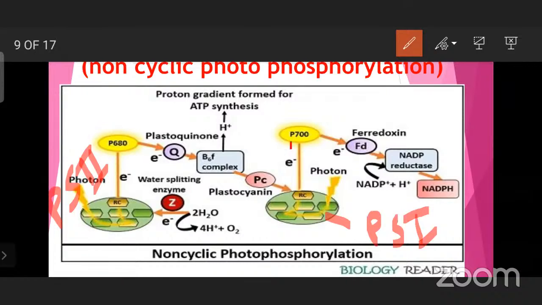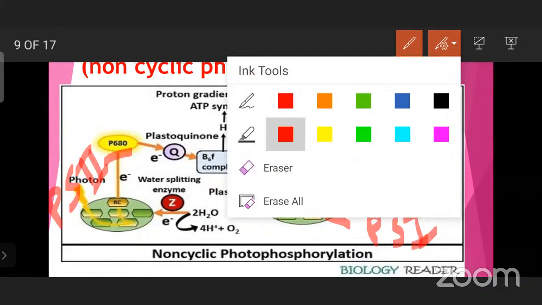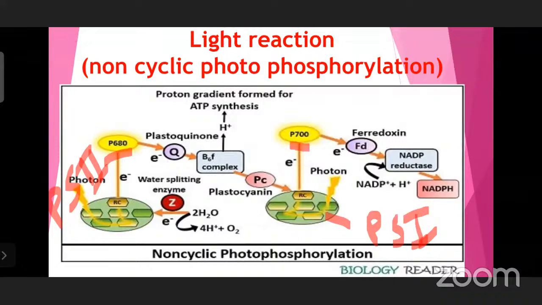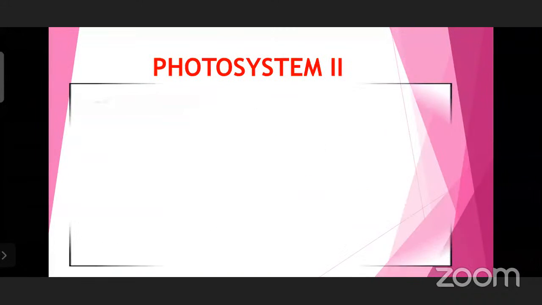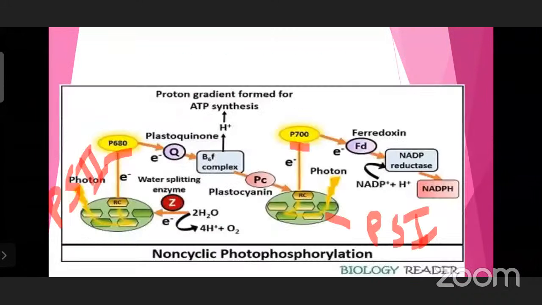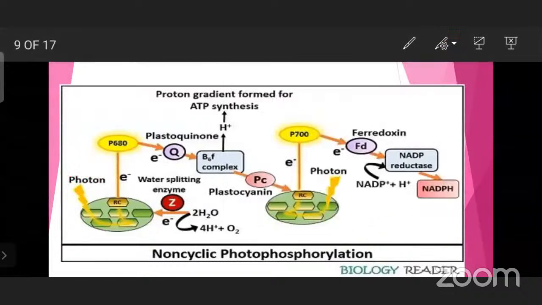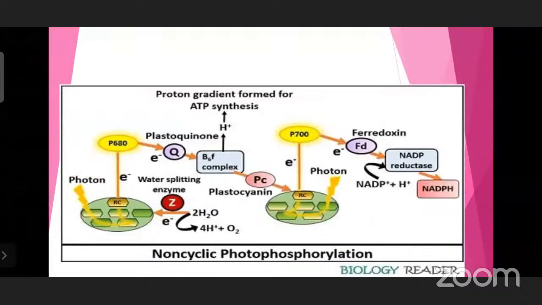Okay, already it is written here. P700 means photosystem 1, P680 means photosystem 2. From the second complex, it is reaching the first one, and then afterwards the electrons are getting transported here.